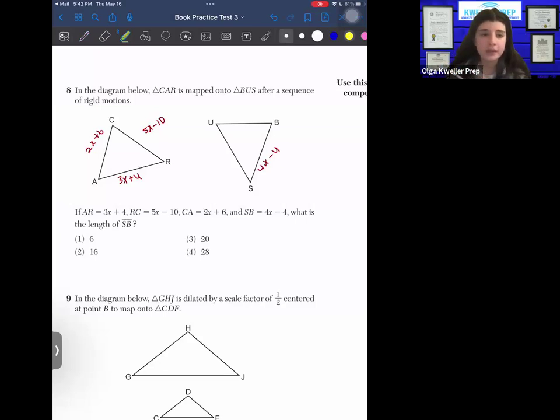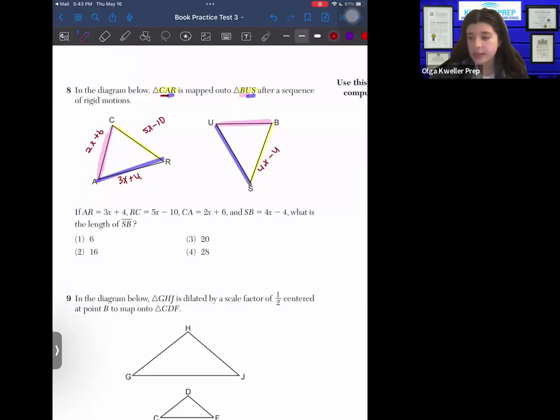And the biggest way to figure it out for me, or the easiest way, is to just use the name, right? So CAR in that order, BUS in that order. So what that means is that CA, and I'll highlight it for our visual learners, is going to be proportional to BU. And then we look at the next one, that's AR. That's going to be proportional to US. And that leaves our last side as CR, which would then have to be proportional to BS, right?